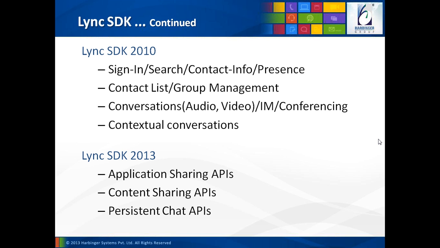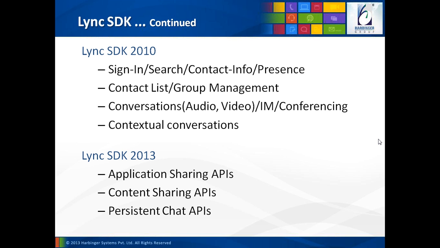You can also create conferences or join existing conferences by using the automation class from the extensibility namespace. You can also have contextual conversations. I will come to this when I take the example. This is a very innovative feature and a very fascinating feature. So we will discuss this with an example.